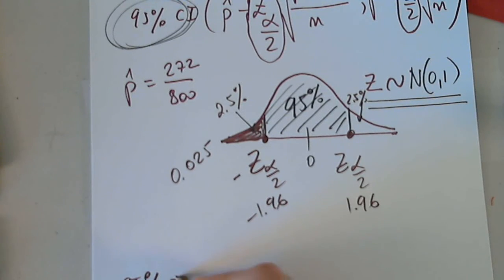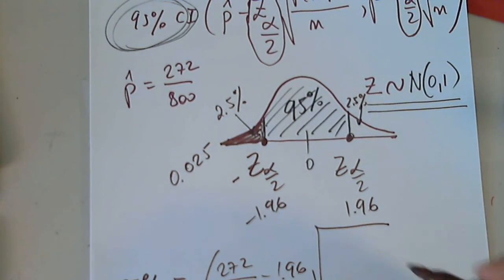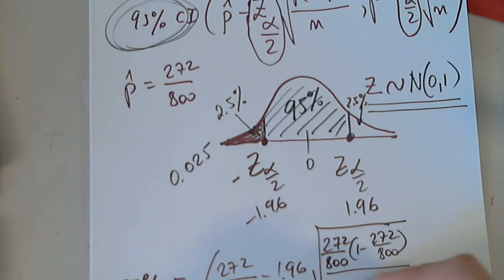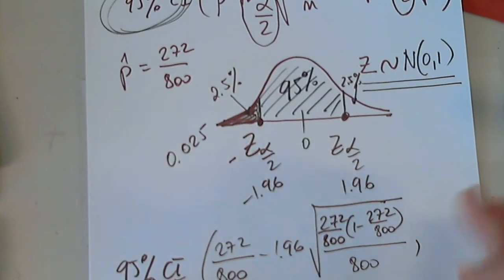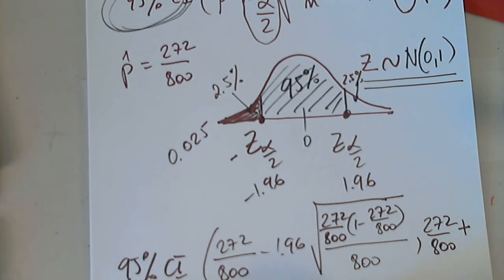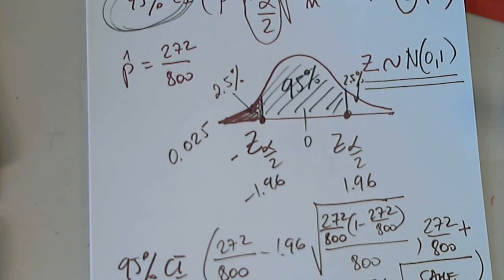So the 95% confidence interval for p is 272 over 800 minus 1.96 times the square root of 272 over 800 times 1 minus 272 over 800, divided again by 800. I didn't want to calculate. We can. And the other one will be 272 over 800, but plus, same thing, 1.96 times the square root, I'm going to write the same. Of course, there is a very easy way out. And here it is.